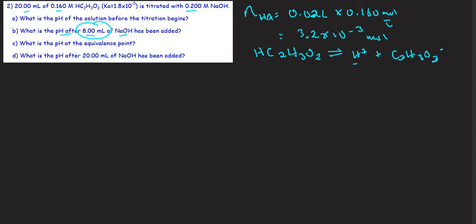Sorry, one more thing that we have to do. Remember, at this point, we have a new volume. So we have added a volume of acid and a volume of base, which is 20 mL, or let's just convert that to liters, 0.02 liters plus 0.008 for the 8 milliliters. That gives us 0.028 liters as our new total volume.